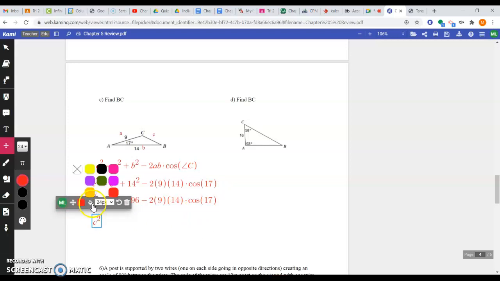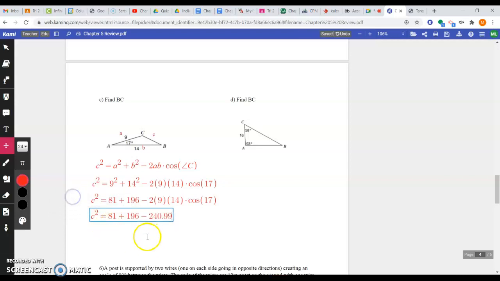And I can go to the next line, which is c squared equals 81 plus 196 minus 240.99. Now I can do my addition and subtraction here, still following order of operations. I did exponents, then I did multiplication. Now I'm doing addition, subtraction. And what I get here is 81 plus 196 minus 240.99, and I get 36.01. Square rooting both sides so that I get rid of c squared and I just get left with c.